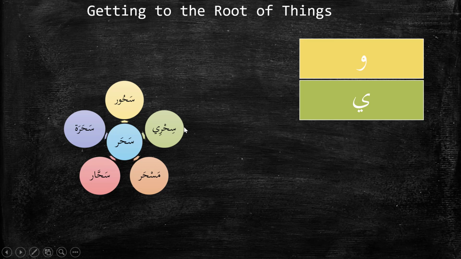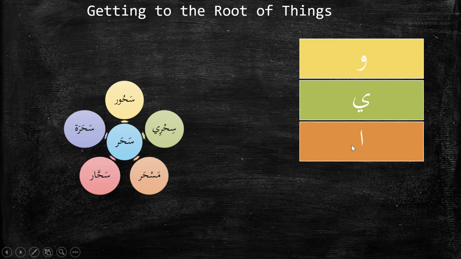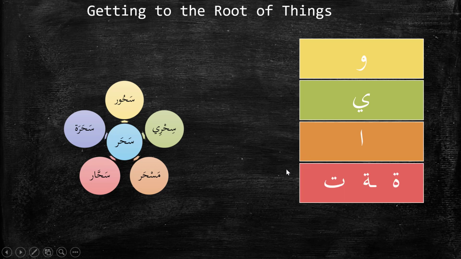Ya, which is also an elongation letter. So here we have the ya, which elongates this kesra. So we have sihri. We also have alif, which is an elongation letter, which elongates the fatha. So we have sahar. So all of these 3 are all elongation letters. So the elongation letters are usually additions, and so that's important to keep in mind.